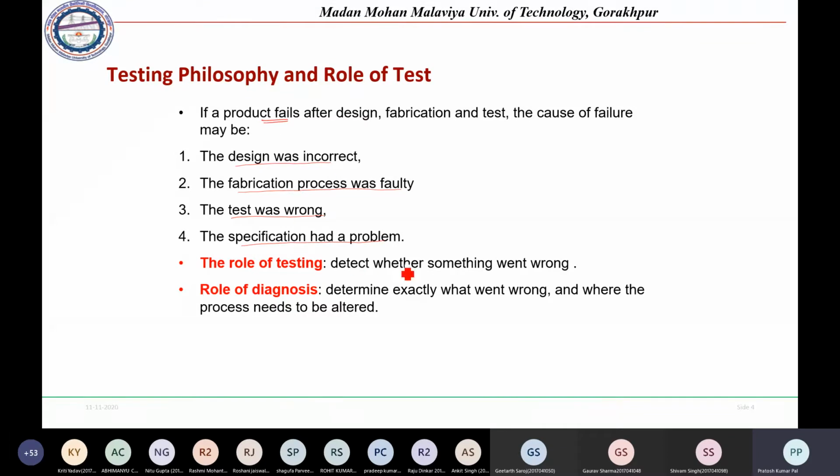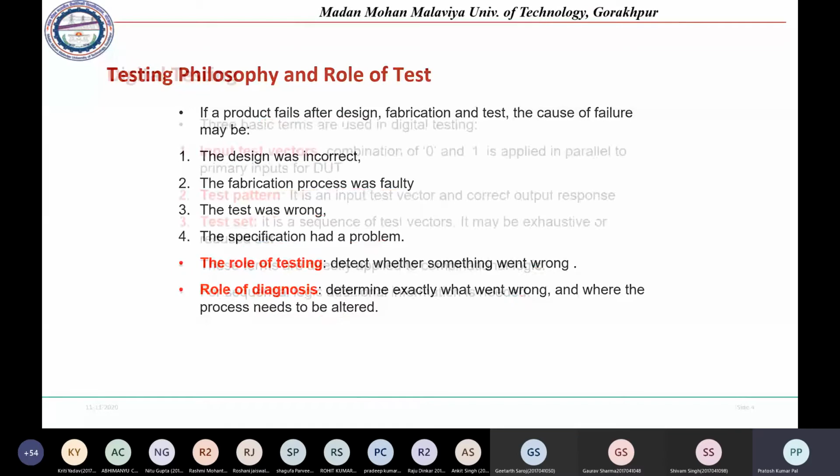So the role of testing is that it detects whether something went wrong. The role of diagnosis is to determine exactly what went wrong, or where the process needs to be altered so that the correct output can be obtained. So this is testing and diagnosis. Once we diagnose the chip, it will provide you the exact location, or you can say the type of fault.